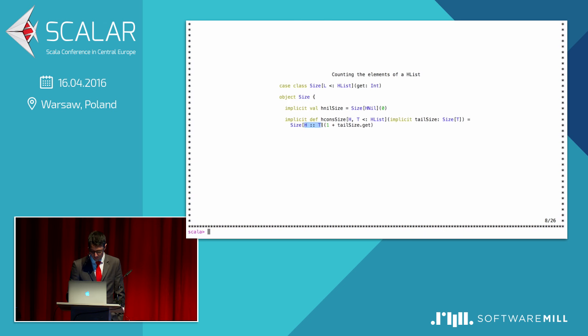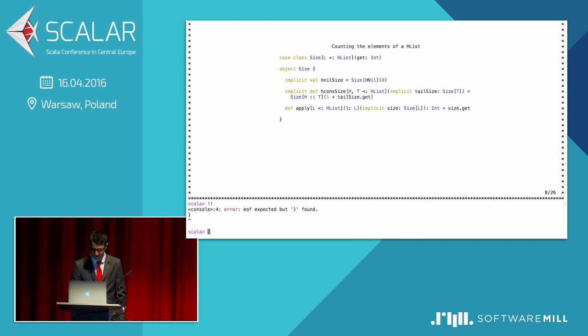Okay? And finally, we add a little convenience method that allows us to pass an HList, grab through implicit resolution an instance of Size, and simply return the value. Okay? Is that easy? No? Too bad.